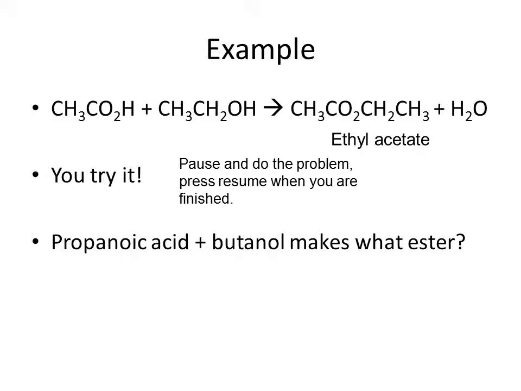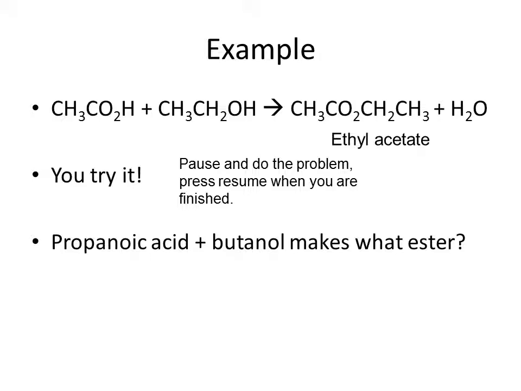We take the "anol" off and put "yl" on the end. And then we name the acid part. It was acetic acid, so we take off the "ic acid" and we put on "ate." So it becomes ethyl acetate.